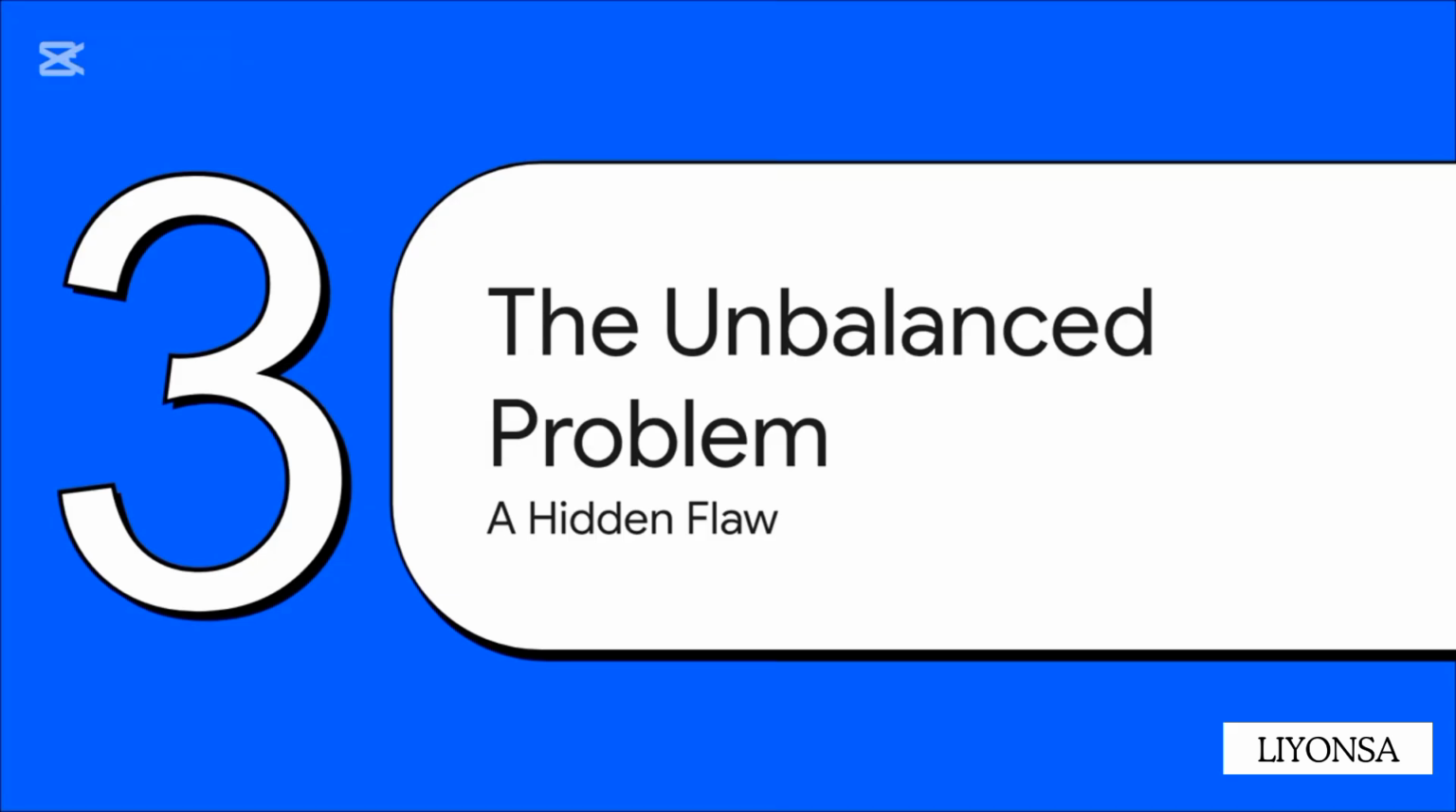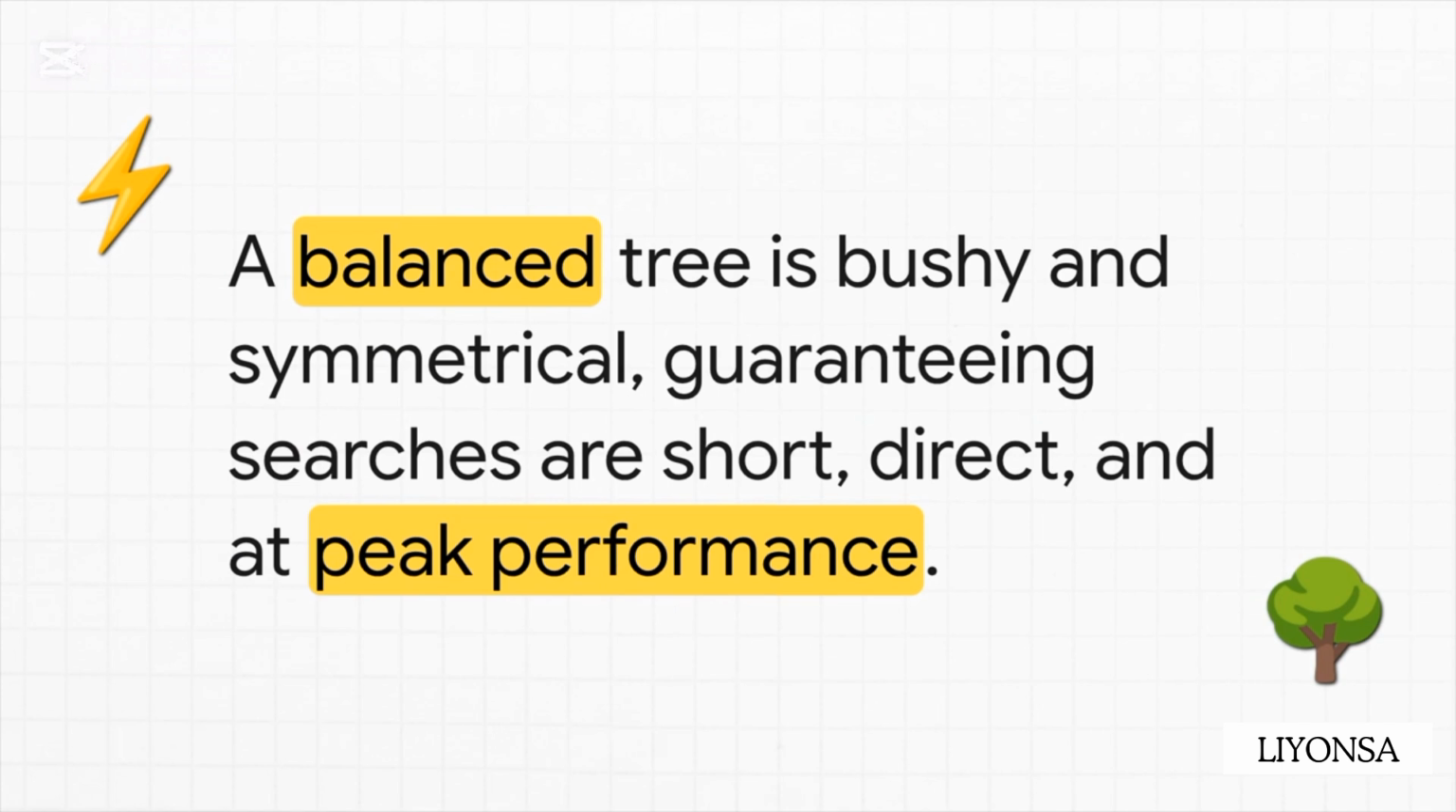But you knew there was a catch, right? The binary search tree has a kind of Achilles heel, a hidden flaw that can completely destroy its speed. Let's talk about the unbalanced tree problem. In a perfect world, our tree is balanced. You know, it's nice and bushy, symmetrical. This shape guarantees that every search is super short and direct. This is the goal, the ideal state where the tree is performing at its absolute best.